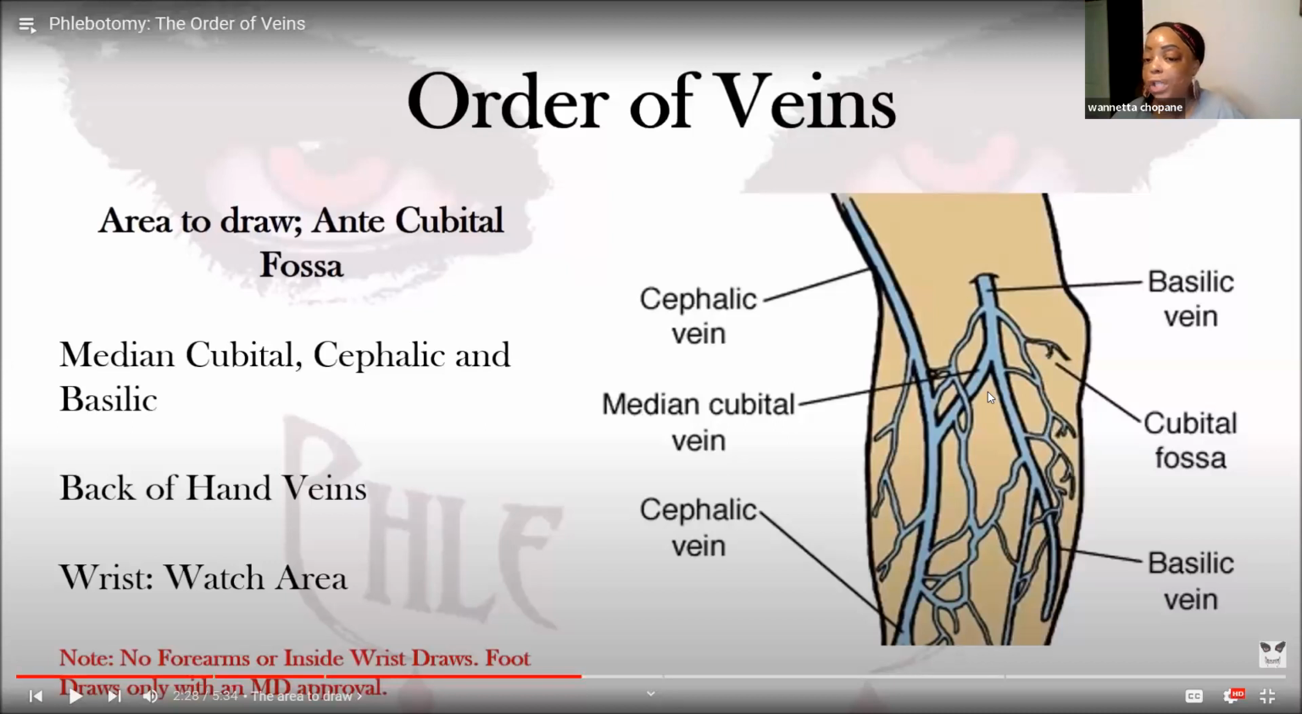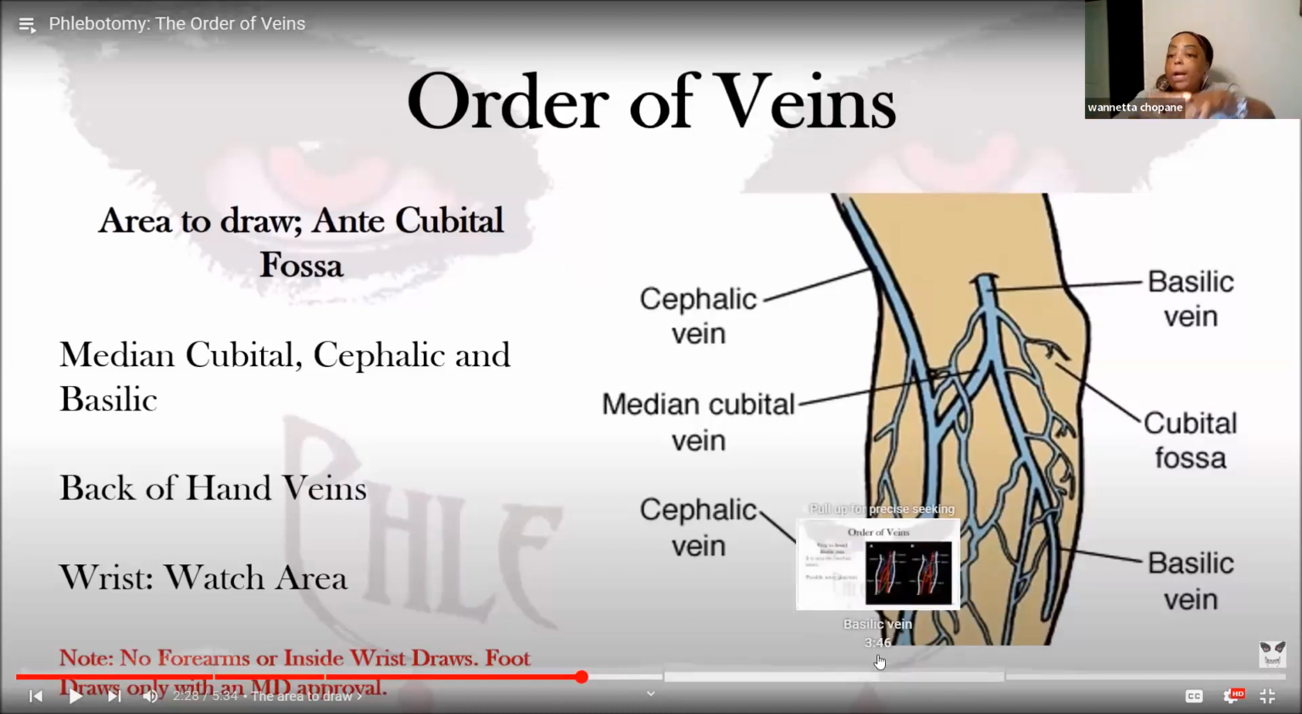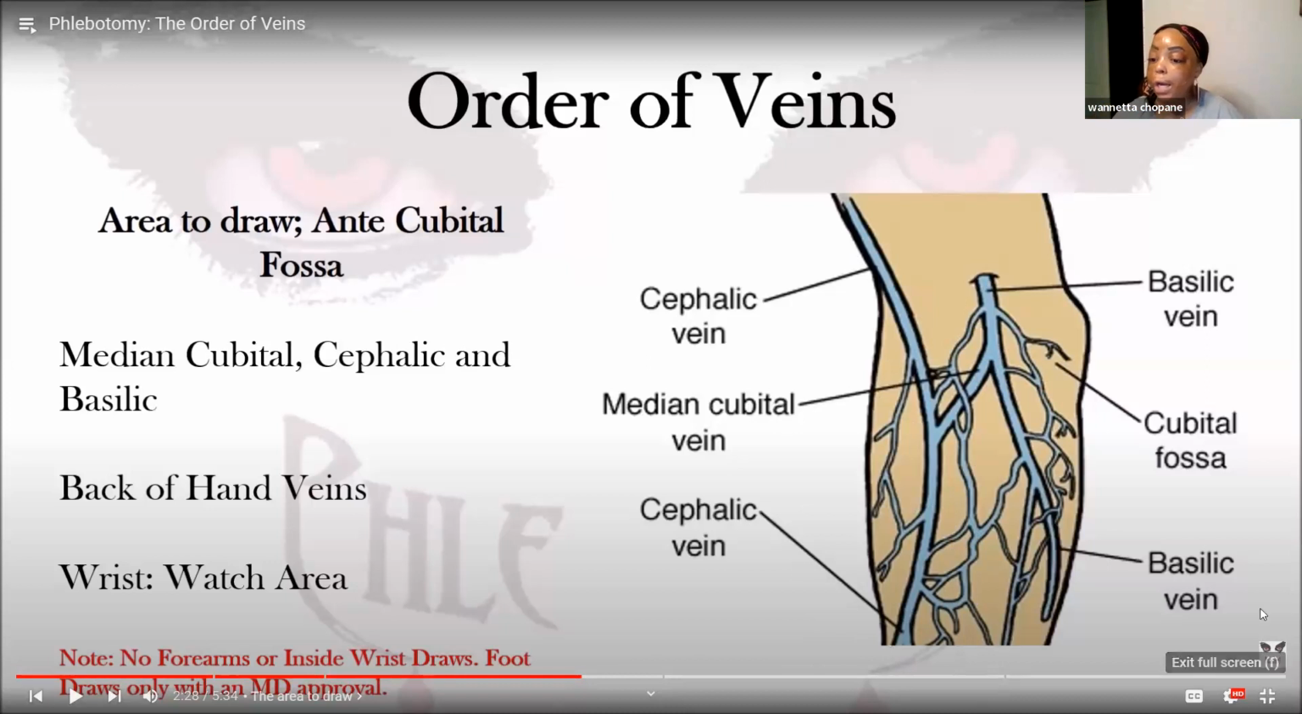Now, when I back up a little bit, this is the same thing with the veins, it's just in an animated type arm. We've got the median cubital vein, then you see the cephalic vein, it continues to go. It actually continues to go all the way down to our hand, okay? And then you see this basilic vein, okay?